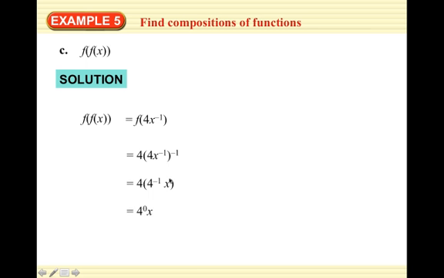Okay, 4 times 4 to the negative 1, that's 4 to the first times 4 to the negative 1, so 1 plus negative 1 is 0. So we have 4 to the 0 times x. 4 to the 0 equals just 1. 1 times x is x.